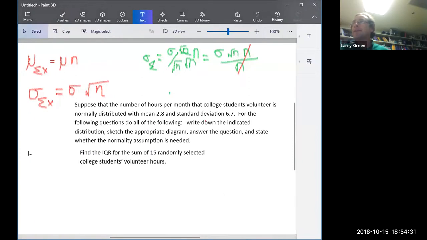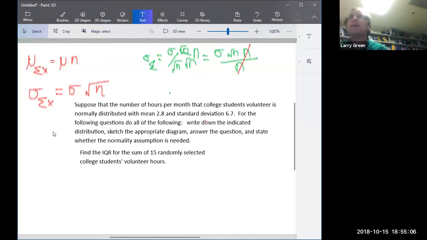Okay. So suppose that the number of hours per month that college students volunteer is normally distributed with a mean of 2.8 and a standard deviation of 6.7. Is it clear so far? Okay, for the following questions, do all the following. Write down the indicated distribution, sketch the appropriate diagram, answer the question, state whether the normality assumption is needed. The question is, find the IQR for the sum of 15 randomly selected college students' volunteer hours. Any questions on the question?